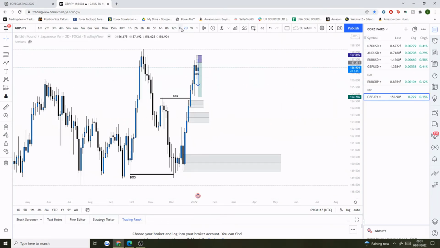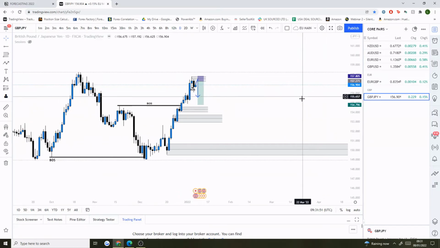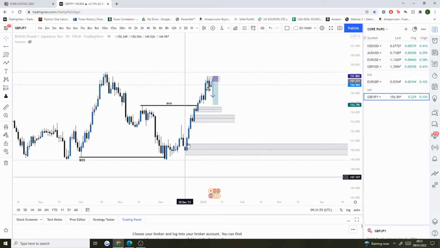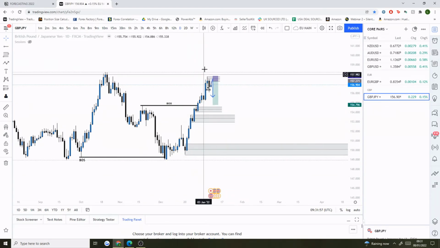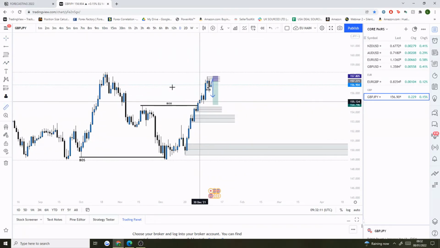So finally is pound yen. So pound yen, it's not really much change from last week. We've got this break of structure on the high. So following that, I'm expecting further bullish price action on the daily. But before we see that extra bullish price action, I'm expecting a retracement into one of these order blocks which calls for break of structure.